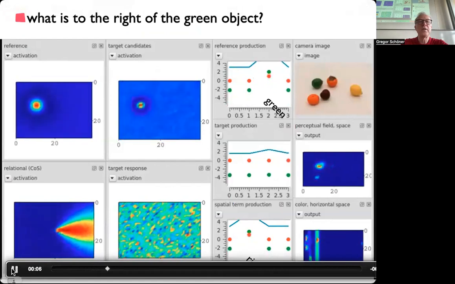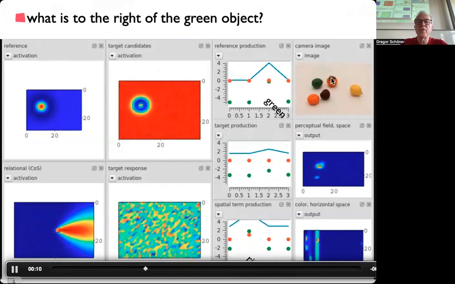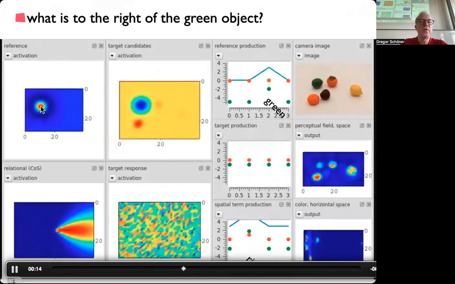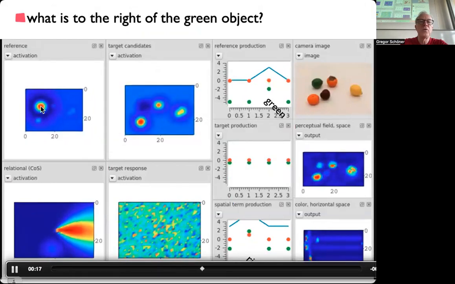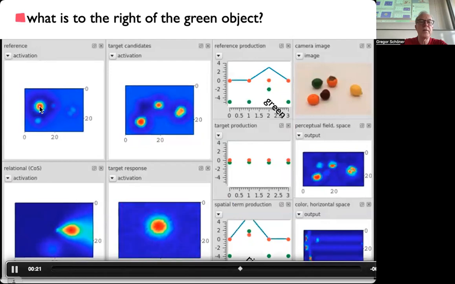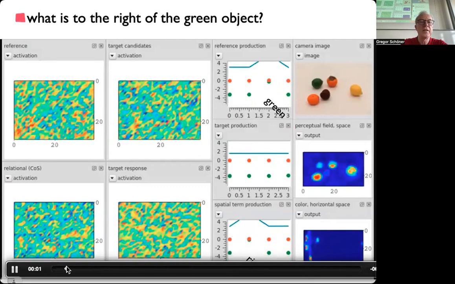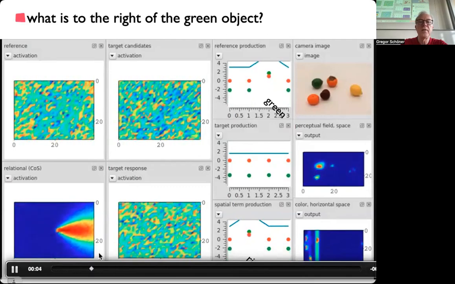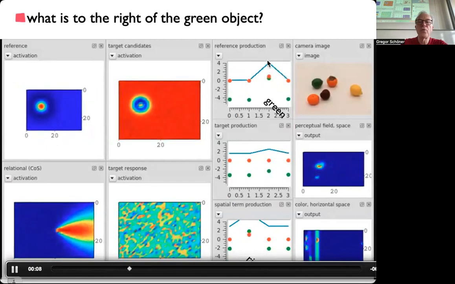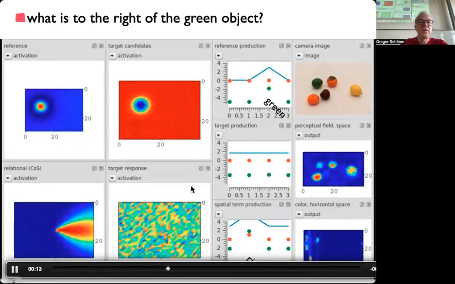So the question is, what is to the right of the green object? I guess this must be the one. And the answer will be something red, I think. And so you have a representation of the reference field where the green object, visual search for green, put a peak here. You see the other things give a little bit of an input. And if I may rewind, that happens as a first thing here. And this comes from the reference field, from a node for green being active. And then that's the only thing actually.